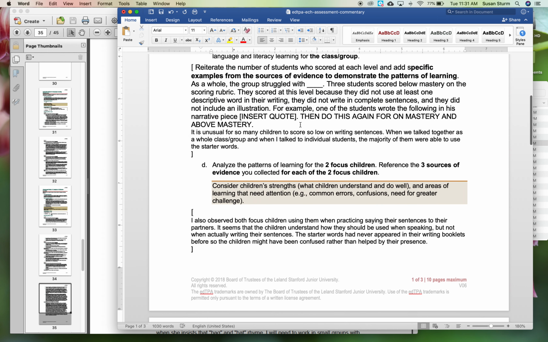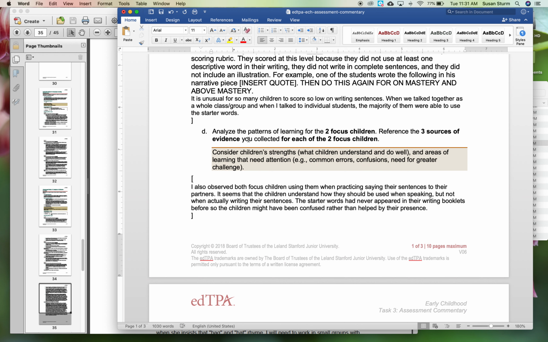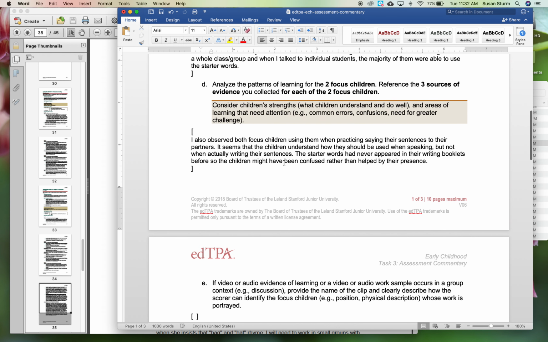Okay. The next one is analyzing the patterns of the 2 focus children, referencing the 3 sources of evidence that you collected for each of the focus children. So you've got a bunch of evidence that you're collecting for your focus children, and here they want you to talk about their strengths, what they understand and what they do well, and their areas of learning that need attention, their weaknesses. For example, common errors, confusions, or for your students who were advanced, a need for greater challenge.